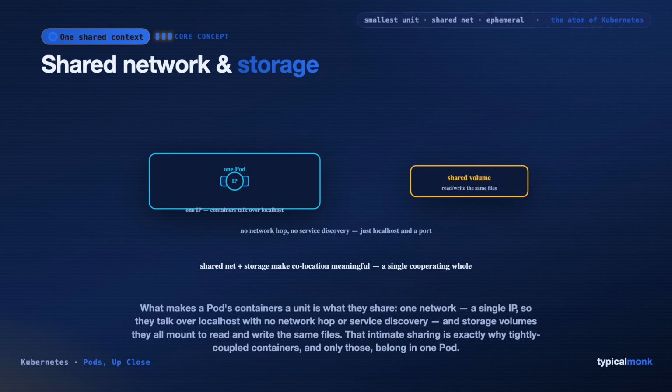So the takeaway? Containers in a pod share one network namespace, a single IP. So they talk over localhost, and can share storage volumes to read and write the same files, which is what makes them truly co-located, and is the whole reason tightly coupled containers, and only those, belong in the same pod.